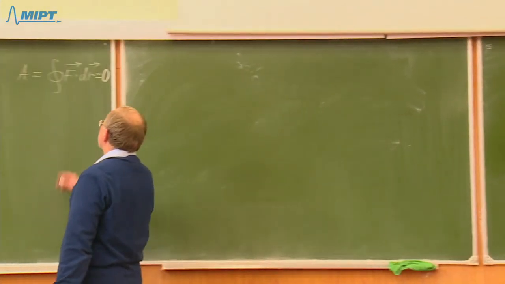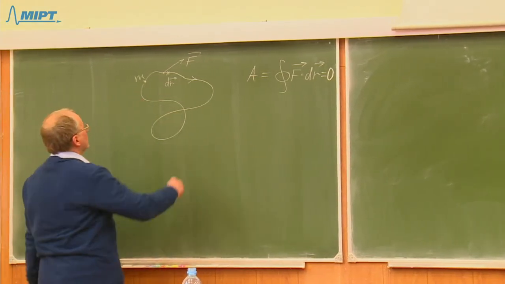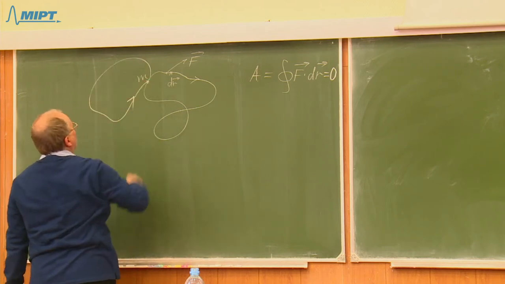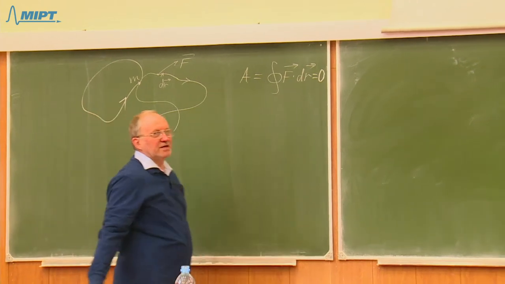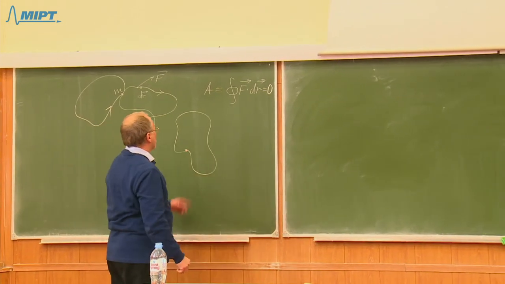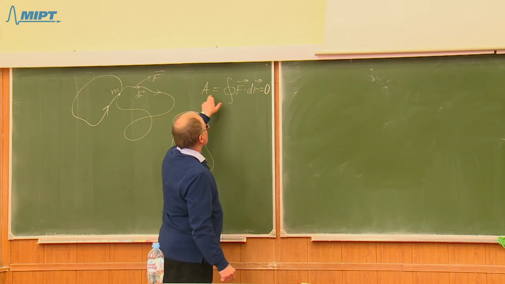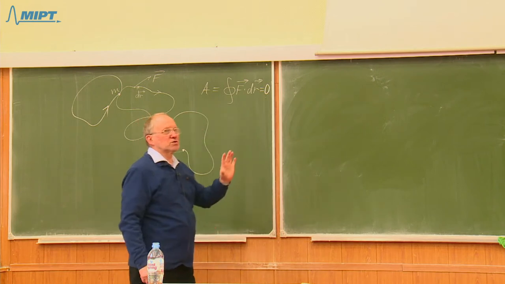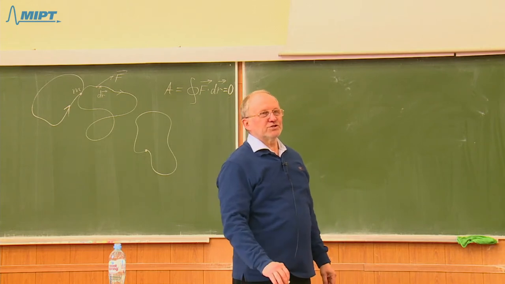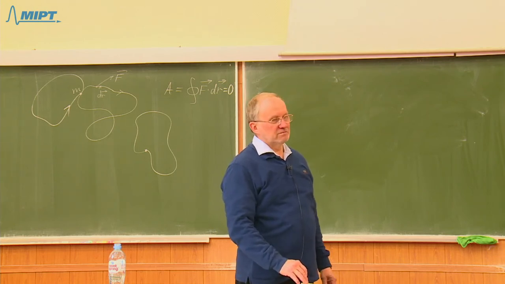And if this integral is zero for any closed path, the particle could have moved along some different path, for example, along this path, or along any other closed path. If any closed path results in a total work performed by the force along this closed path equal to zero, then such a force is called conservative. There are many conservative forces in nature. Also, there are many non-conservative forces.